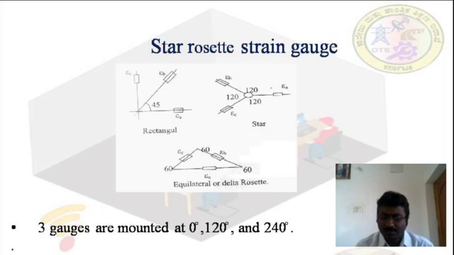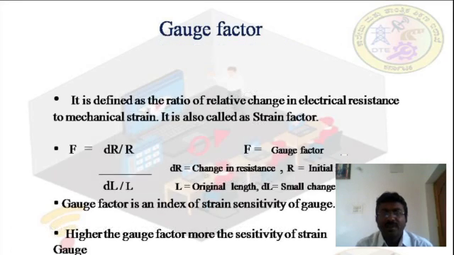Next we shall see about gauge factor. The gauge factor can be defined as the ratio of relative change in electrical resistance to the mechanical strain, or it may also be defined as a measure of the amount of resistance change for a given strain. It is also called the strain factor.